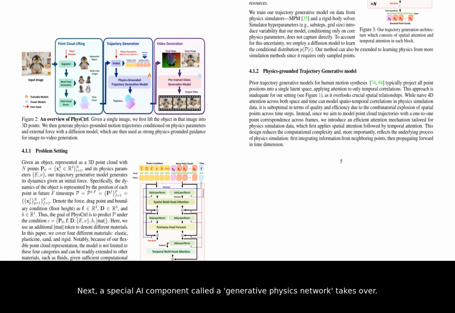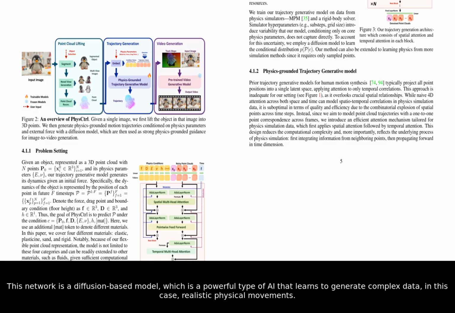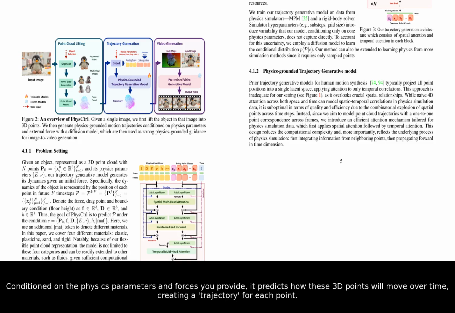Next, a special AI component called a generative physics network takes over. This network is a diffusion-based model, which is a powerful type of AI that learns to generate complex data, in this case, realistic physical movements. Conditioned on the physics parameters and forces you provide, it predicts how these 3D points will move over time, creating a trajectory for each point.